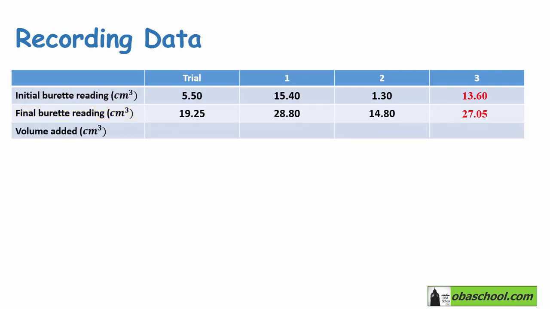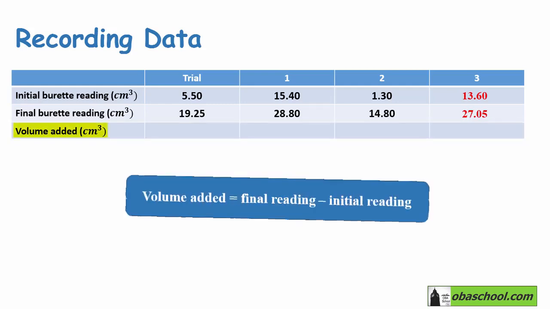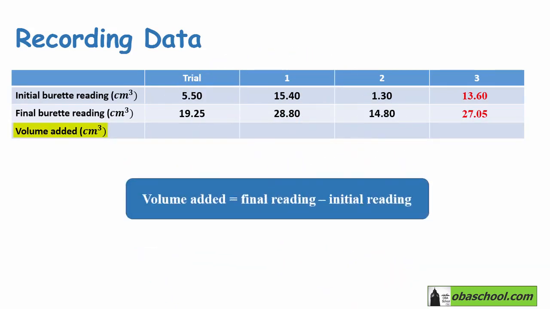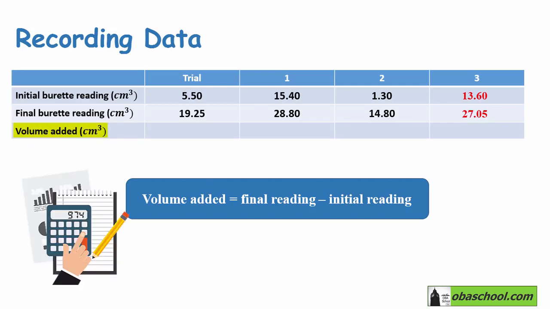We must repeat the titration until at least 2 of our results are in agreement, and this means that the difference between the volumes added shouldn't be more than 0.1 cm³. Let's check our data. To find the volume, we will use this formula. The volume added will be equal to the final reading minus the initial reading. So let's calculate the volume for each of these runs.